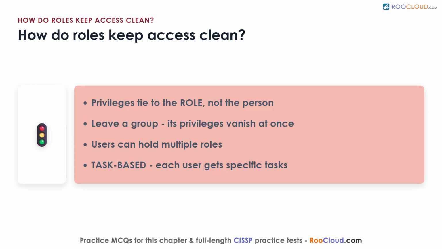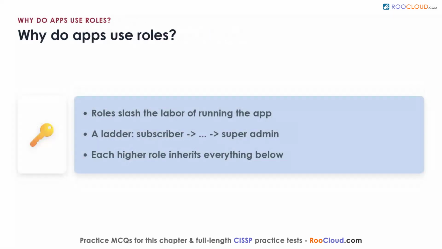There is a close cousin called task-based access control, where each user gets a specific set of tasks rather than a broad role. Picture a project tool where a member can update only their own assigned tasks and nothing else. Why do so many applications reach for roles? Because roles slash the labor of running the app.